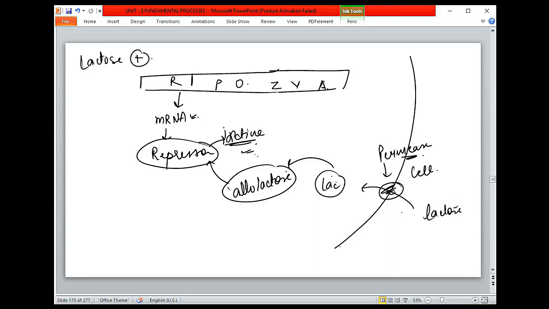Okay, so what is happening? Lactose is getting inside the cell with the help of the permease enzyme, causing the conversion of lactose into allolactose with the help of the beta galactosidase enzyme. Allolactose gets attached to your repressor and causes the inactivation of your repressor. As and when your repressor is inactive, it will not bind to the operator, and the lac operon will be in the turned on scenario.